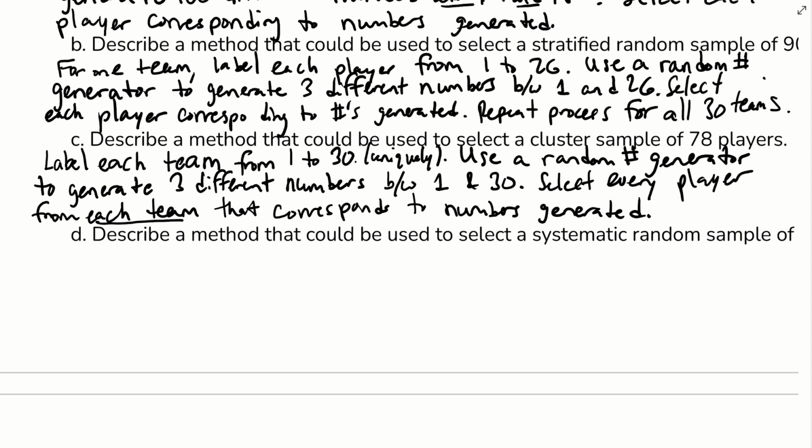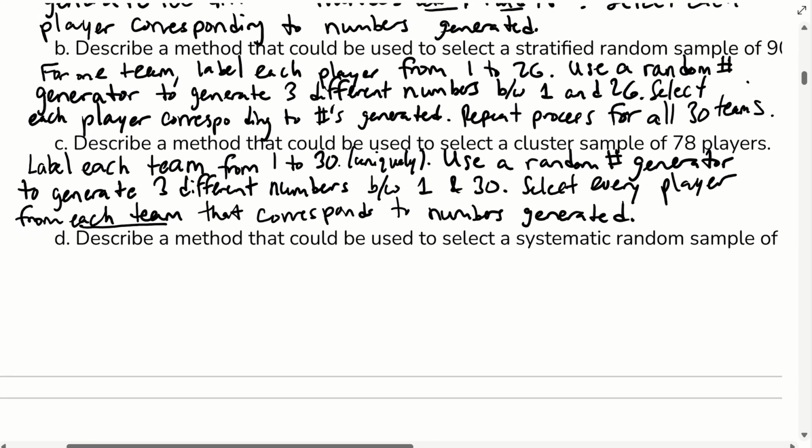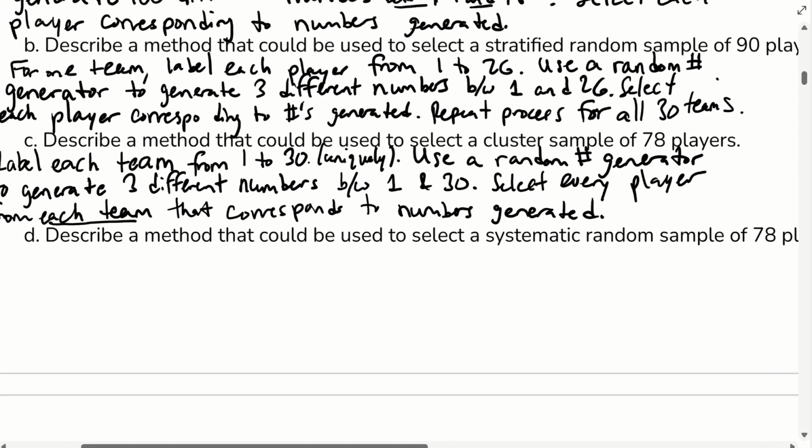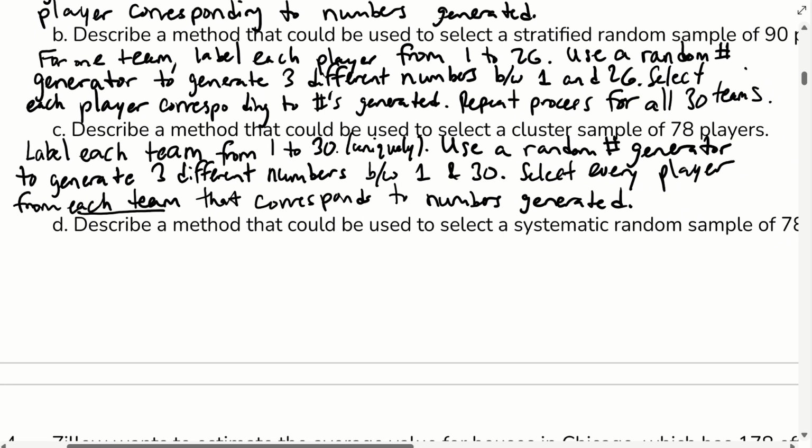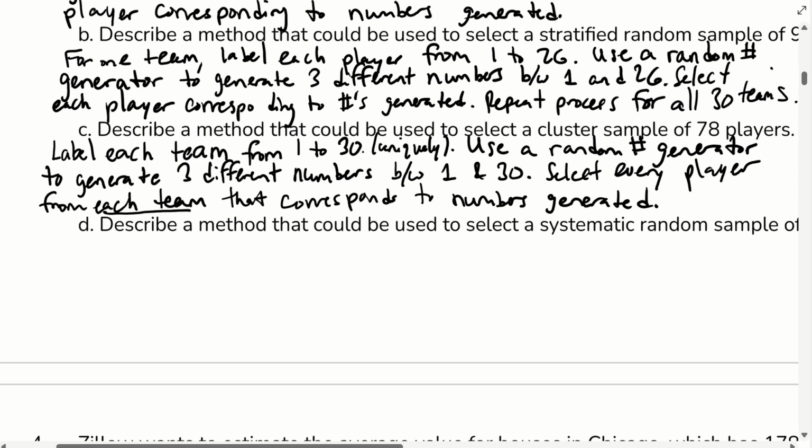So now I'll describe a method that could be used to select a systematic random sample of 78 players. Systematic, again, is you randomly choose your starting point, and then you select every kth individual, where k could be any number. Every 3rd individual, 4th, 5th, whatever. And then you keep doing that until you get however many you need. So we want 78 players according to this.